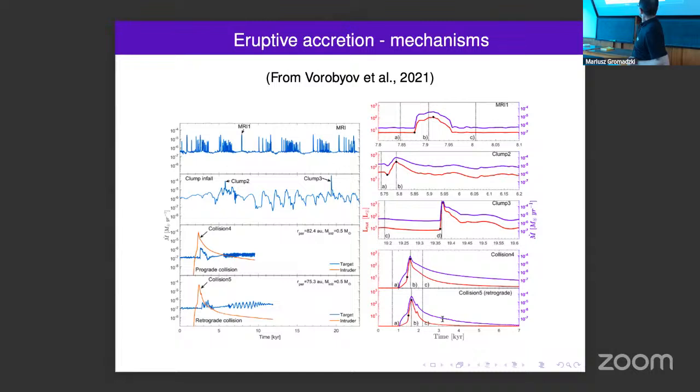We see that the luminosity during FU Ori-type or during eruptive accretion rises by a few orders of magnitude, here probably 2 orders, depending on the mechanism. And the same happens to the mass accretion rate. There are several mechanisms. I'm not going to discuss them in detail now.